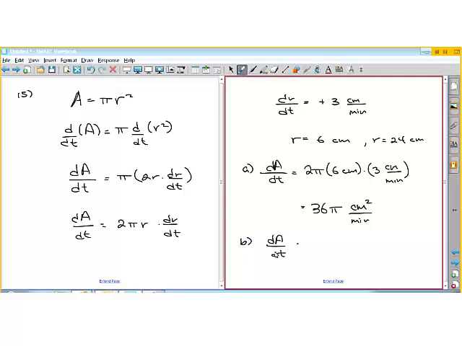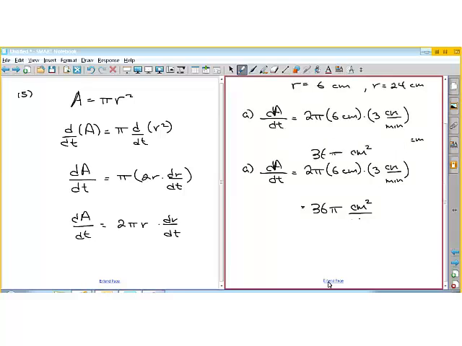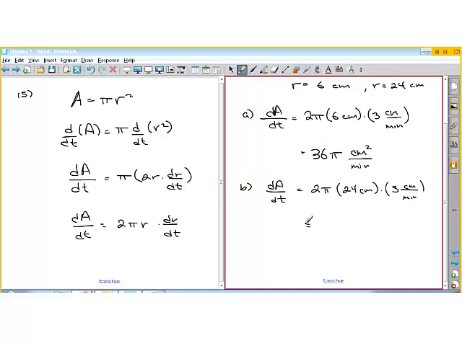And so to do the second part, even though dr dt is the same, because the radius is higher, the increase in area is going to be bigger at that point. So we have 2 times 24 times 3, which is 144 pi centimeters squared per minute.